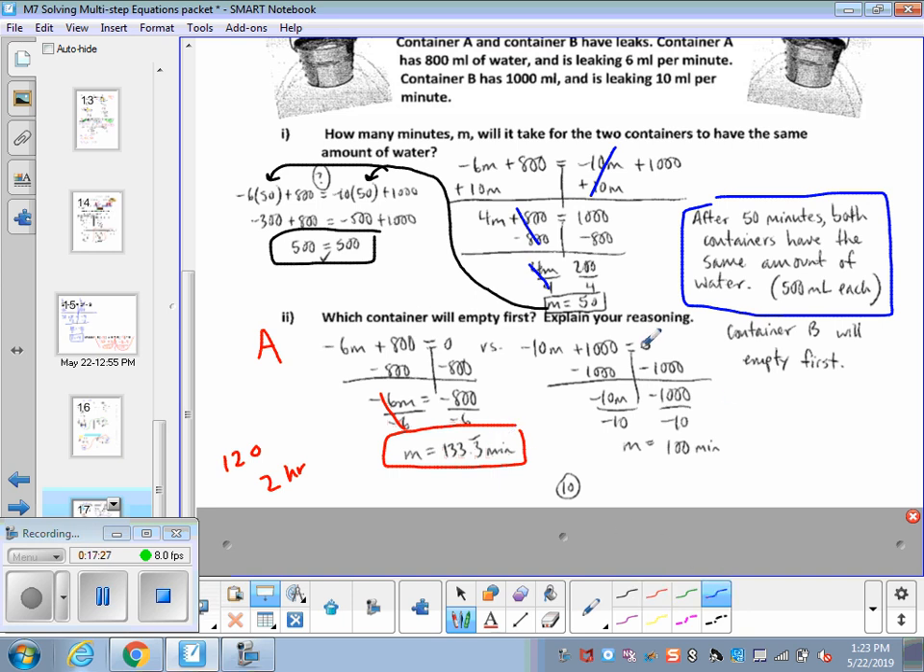Now over here for container B, when we set it equal to 0, when we subtract the 1,000, we get a negative 1,000, and then divide by your negative 10, and we see over here that container B would be empty after only 100 minutes. That would be less than 2 hours. So this one, because it's draining faster, we can see here that it would only take 100 minutes for this one to empty. Yes, it started out with more, but it's draining faster, so it will empty first.